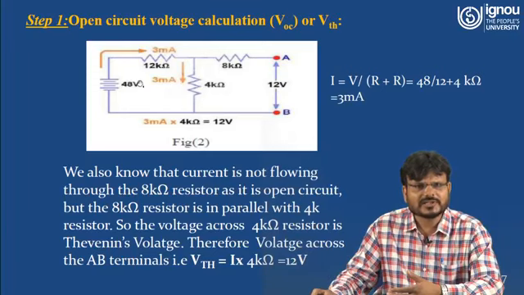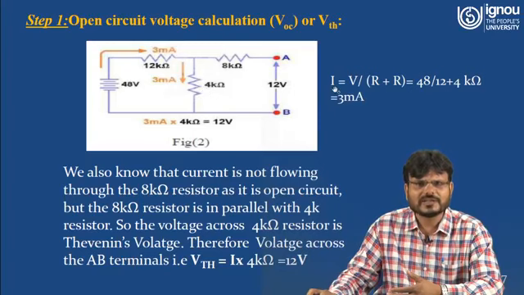So what will be the current in this circuit? This 48 volts divided by the total resistance, that is 12 kilo ohm plus 4 kilo ohm. So I is equal to 48 divided by 12 plus 4, that means 48 divided by 16. That means 3 milliampere. So in this circuit only 3 milliampere current is flowing.